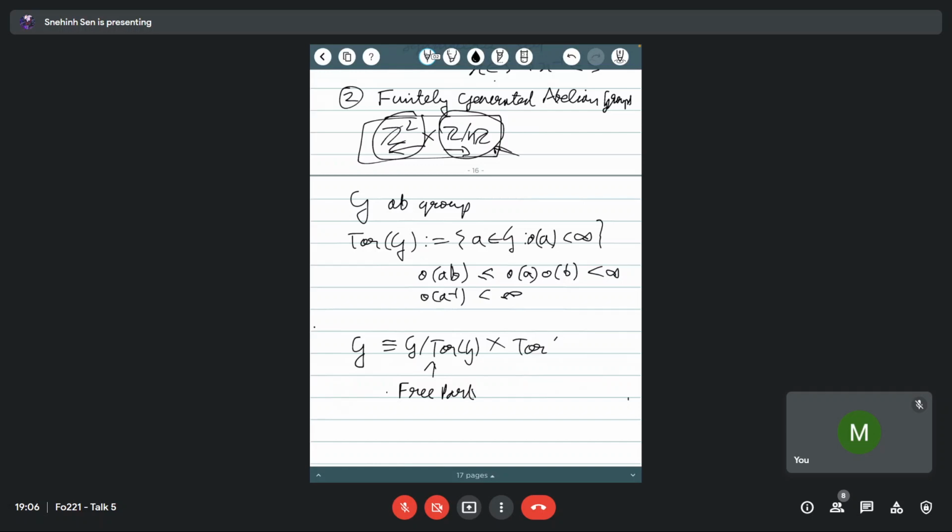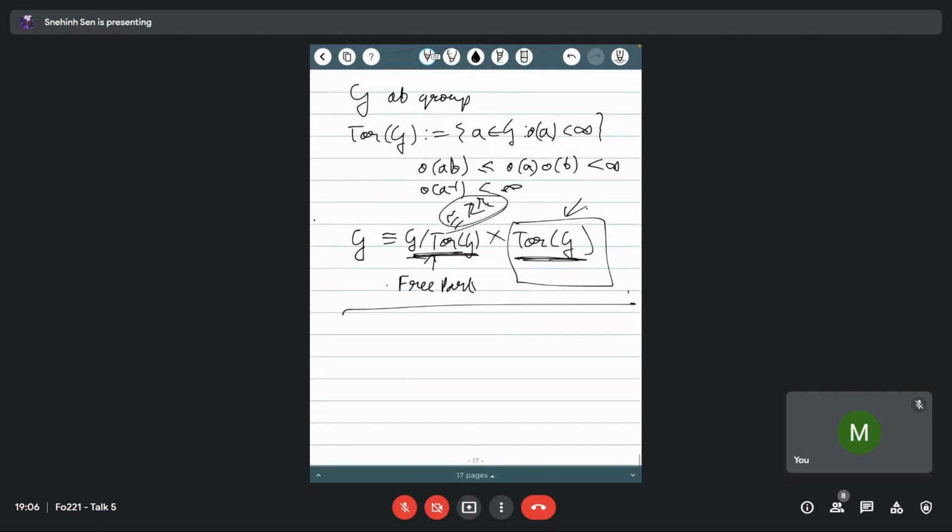And this is called the torsion. And over here, this is isomorphic to some Z power R. You can show this. And this is a finite abelian group. Apply this theorem to this part, and here R is called the rank, and you get a lot of things. But this is a reading exercise. I won't get into it.